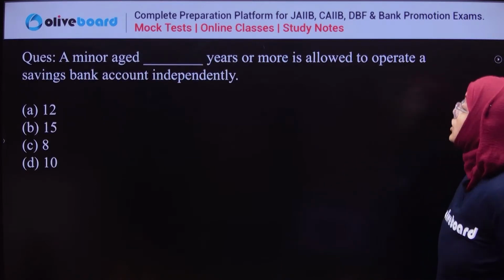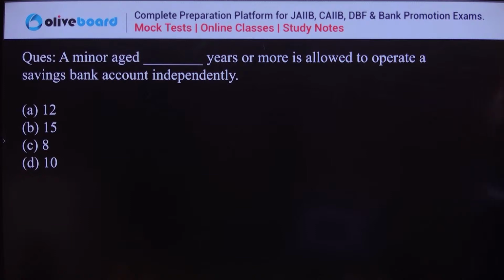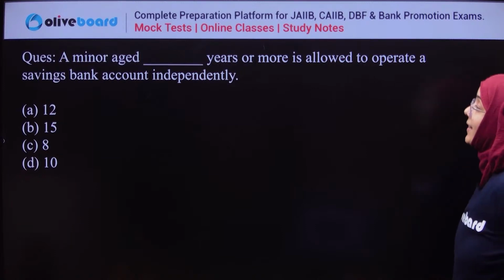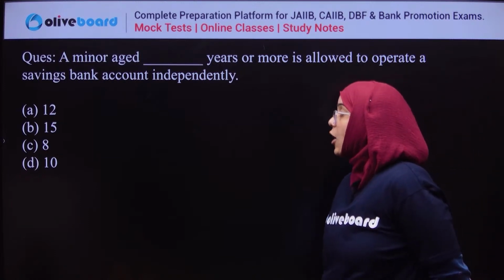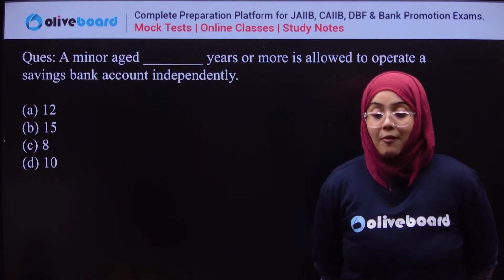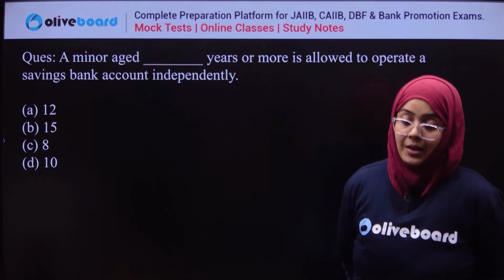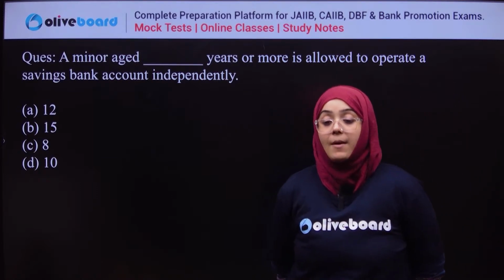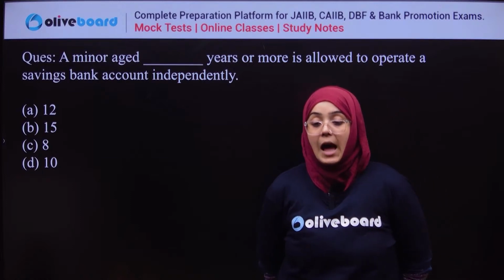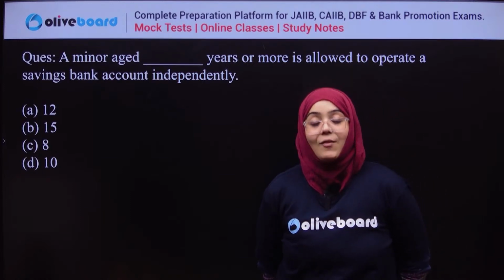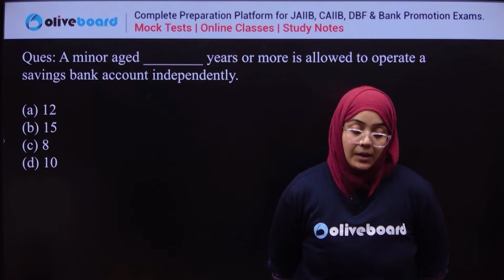Next, a minor aged dash years and more is allowed to operate the single bank saving bank accounts independently. 12, 15, 8 or 10 years. A minor aged above dash year is allowed to operate the saving bank account independently.